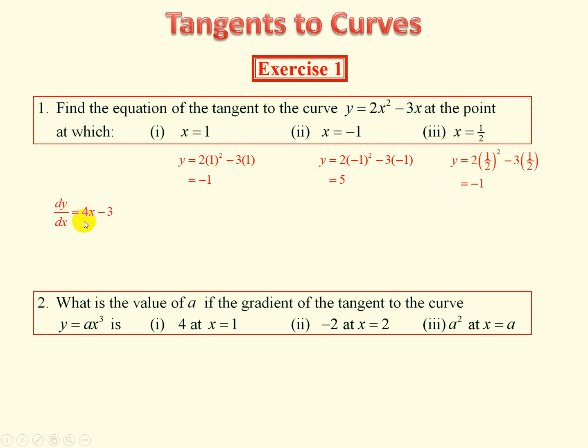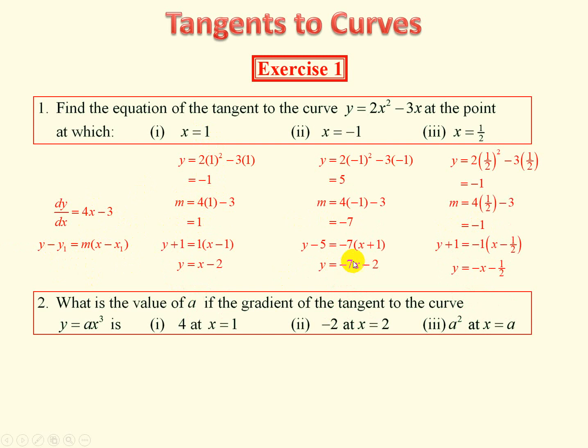There's the derivative. dy by dx is 4x minus 3. Now we're going to substitute each of these x values into the derivative. And now we have the gradients. So now y minus y1 equals m into x minus x1. For the first one, m is 1, x is 1, and y is -1. And so we go substituting the appropriate values into this equation for each of the other two.